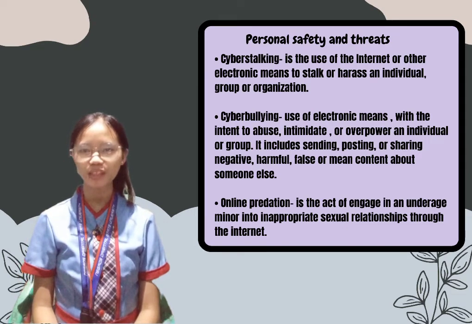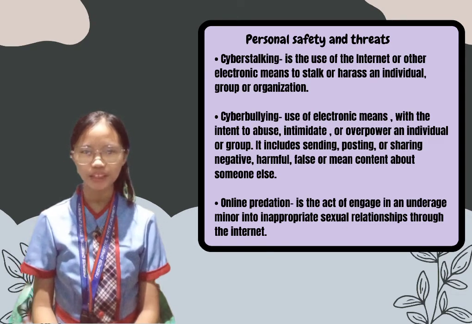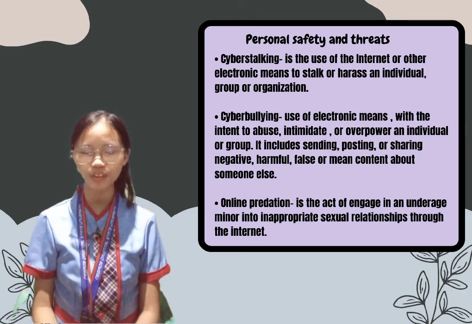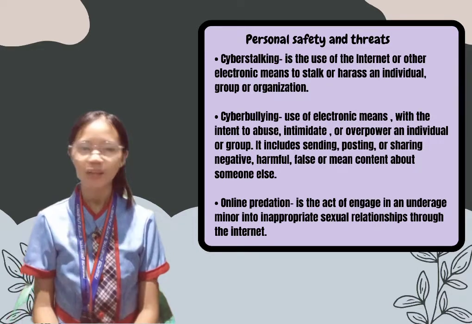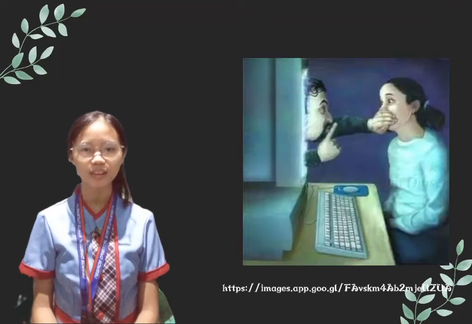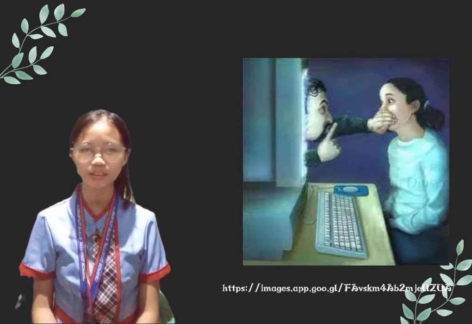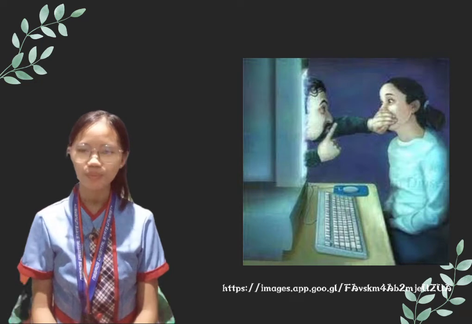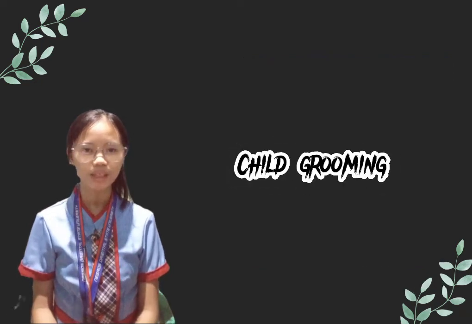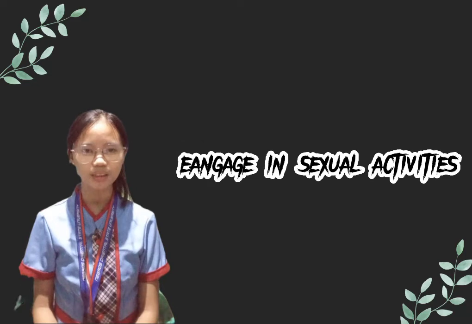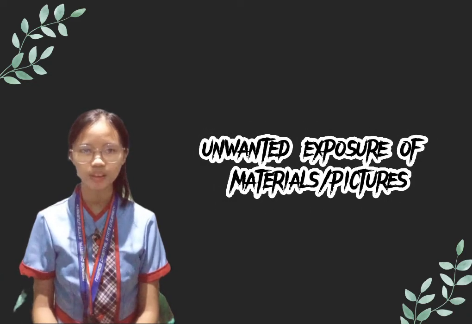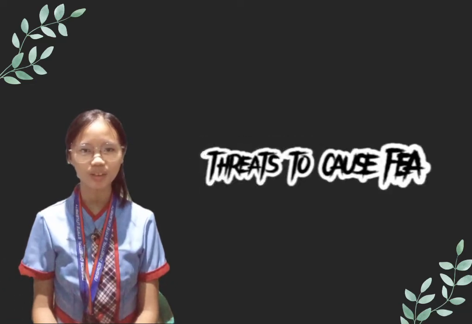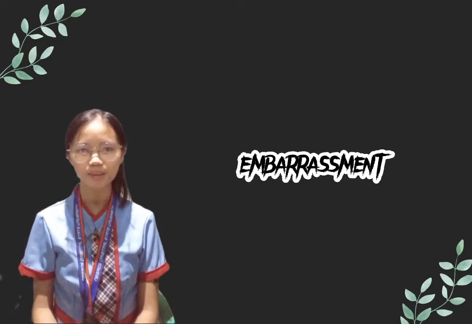Third, online predation is the act of engaging an underage minor in an inappropriate sexual relationship through the internet. Online predators are individuals who commit child sexual abuse that begins or takes place on the internet. These may include child grooming, engaging in sexual activities, unwanted exposure to materials and pictures, online harassment, and threats to cause fear or embarrassment.